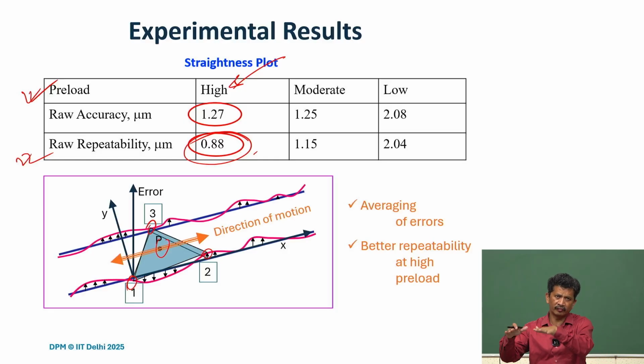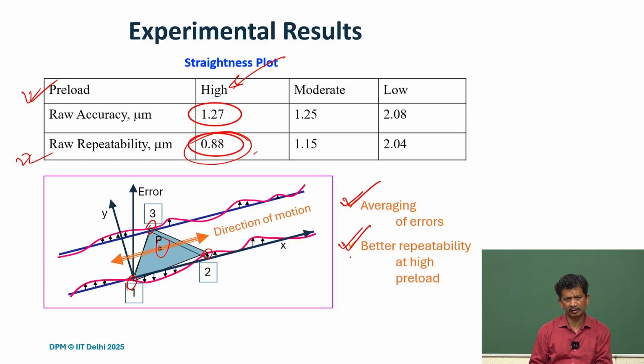Of course, if it's away, then it will get accentuated and the error will be larger. But we'll get a very good averaging of errors, and better repeatability at high preload. So preloading is one of the things I think we always have to look into.